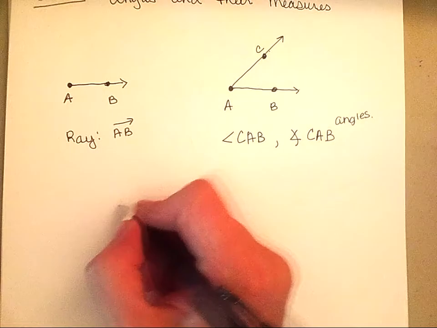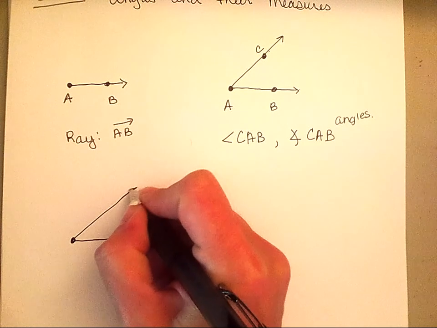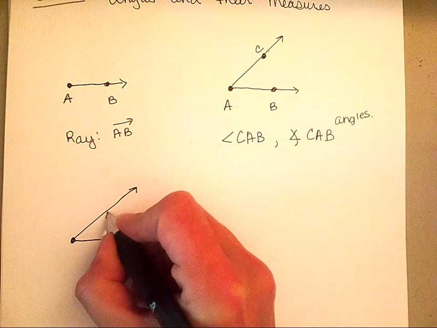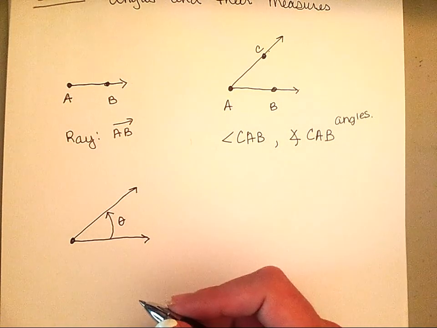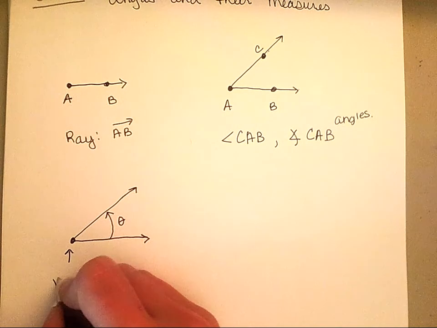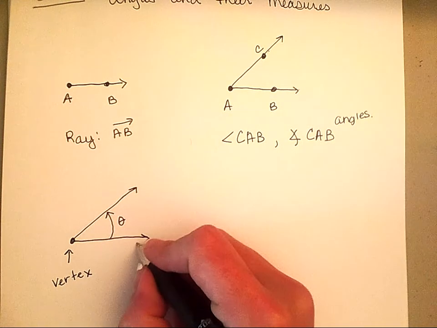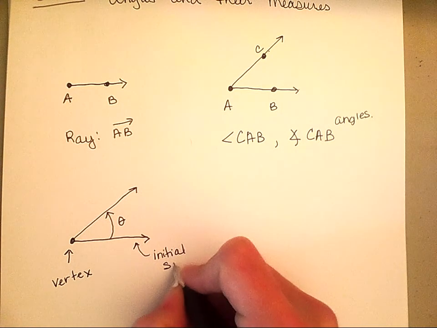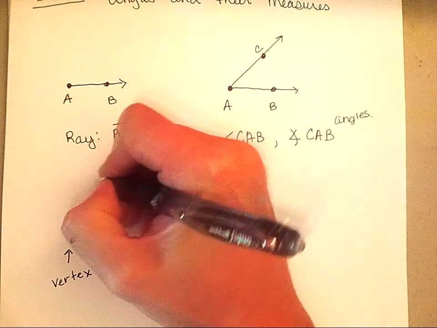So for any angle, let's just draw another generic angle. There are some important terminologies. The angle would be measured in between here. Let's call that some theta. This is the angle measurement. This point is known as the vertex. This side is the initial side. And then the angle gets measured up this way until the terminal side.